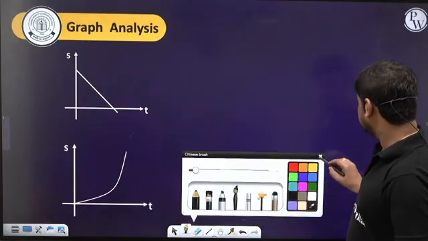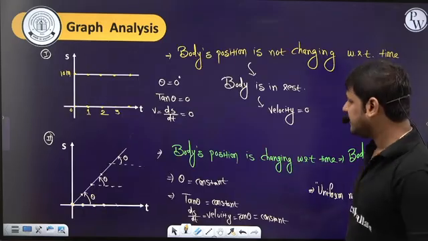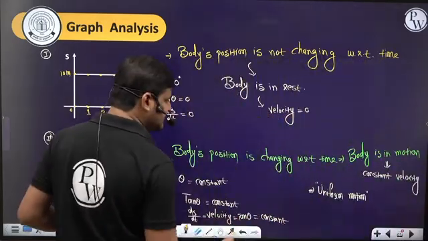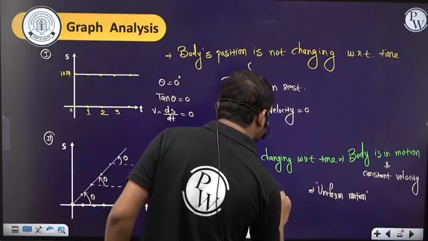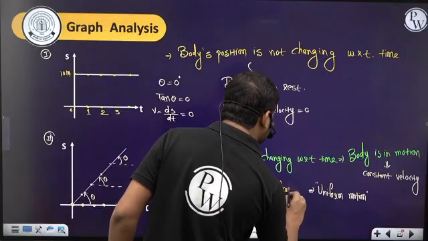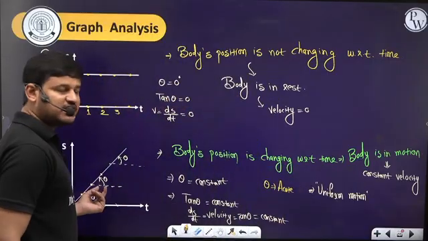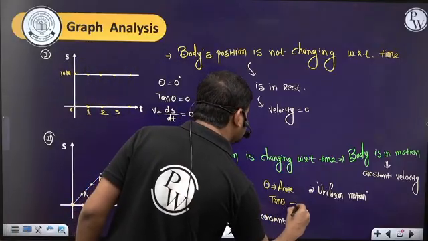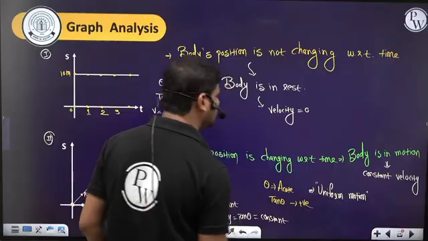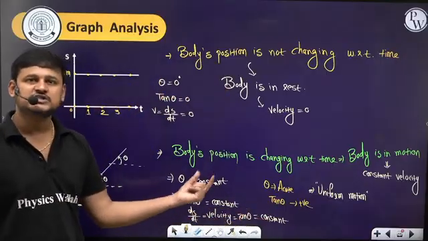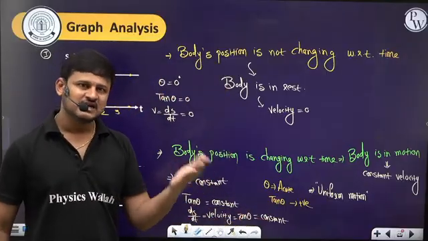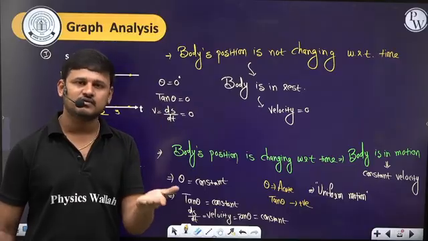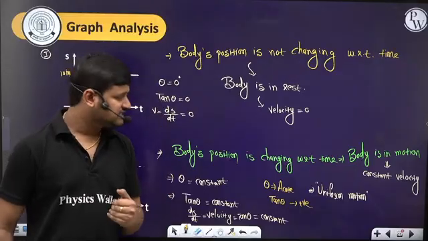In the graph here, one more thing: the theta is acute. If theta is acute, the tan theta value is going to be positive. For theta less than 90, tan values are positive, right? Tan 30 is 1 by root 3, tan 45 is 1, tan 60 is root 3.